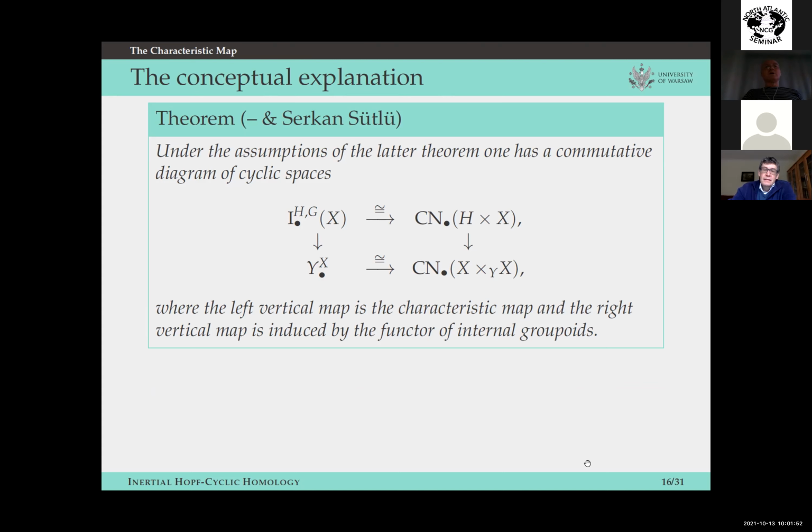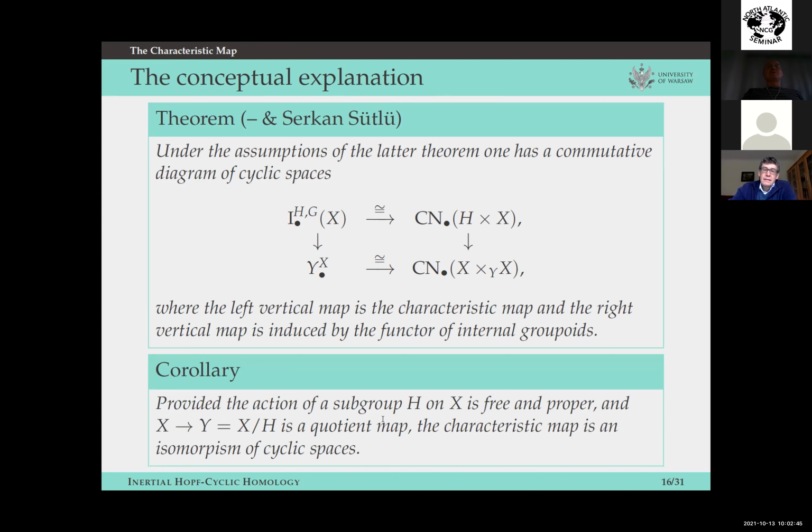So the map from H cross X to X cross over Y with X is called a graph of a function. The point is that it has some categorical meaning, namely, it is an internal functor, because we have two groupoids, the transformation groupoid and the pair groupoid, and this graph of the action is nothing but an internal functor. And this internal functor induces a transformation between cyclic nerves of these groupoids. So this explains on the fundamental level what this characteristic map is. Please go further.